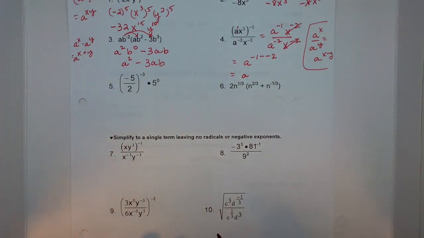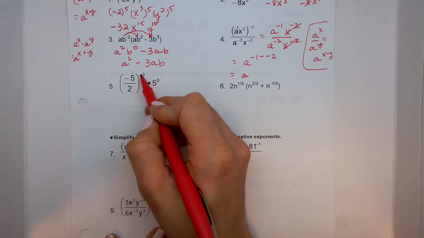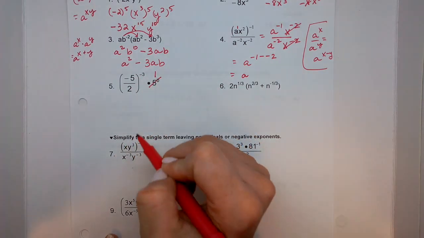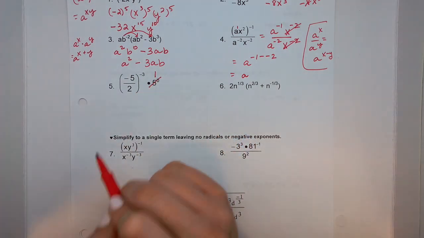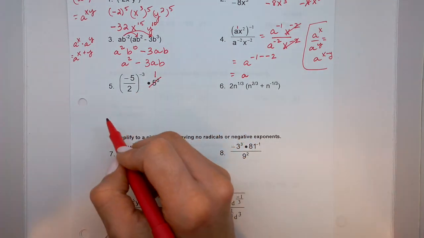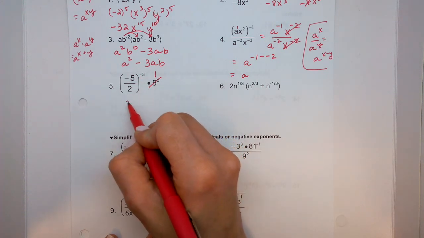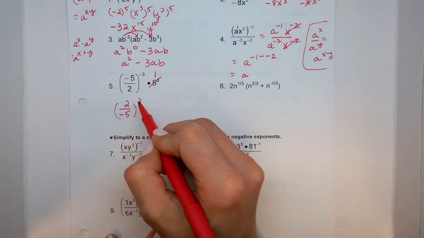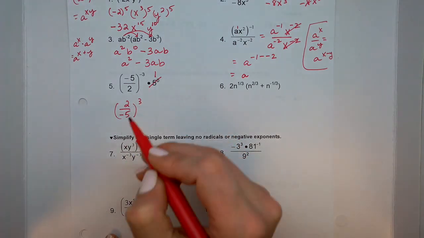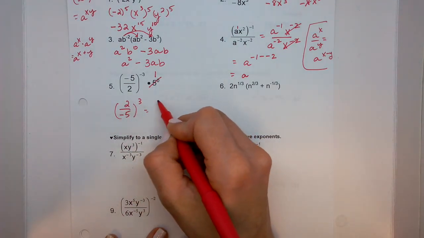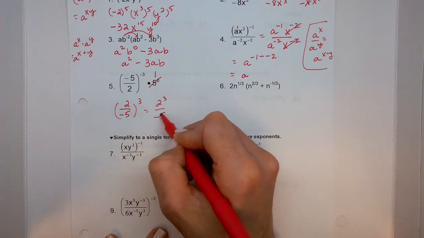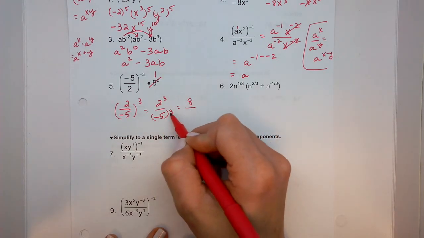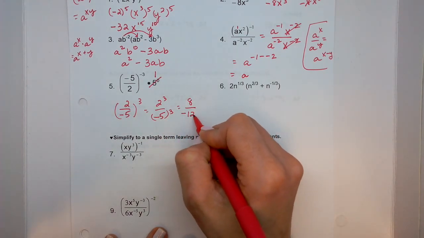Okay, now number 5, we have negative 5 over 2 to the negative 3 times 5 to the 0. Well, 5 to the 0 is just 1, so anything times 1 is itself, so I can really ignore this factor here. The negative exponent flips a fraction, so I would do that first, and you make the exponent positive at that point. Then attach that 3 to the top and the bottom. Okay, so 2 cubed is 8. Negative 5 cubed is negative 125.